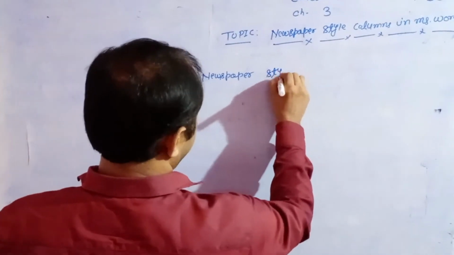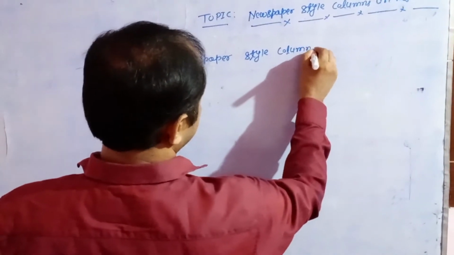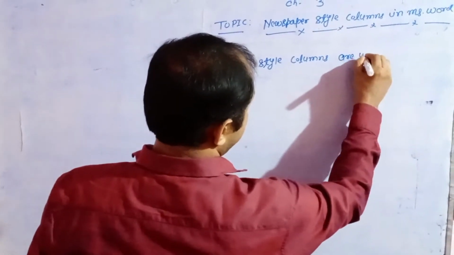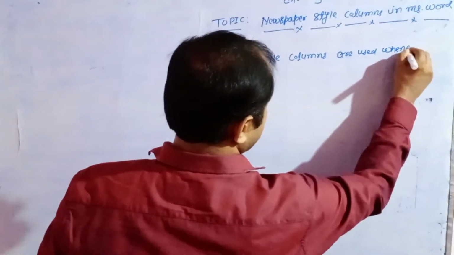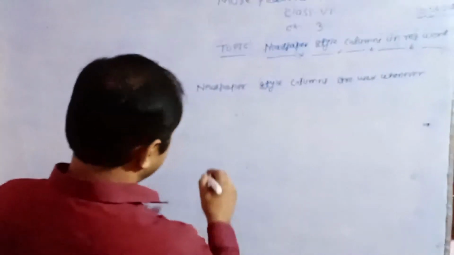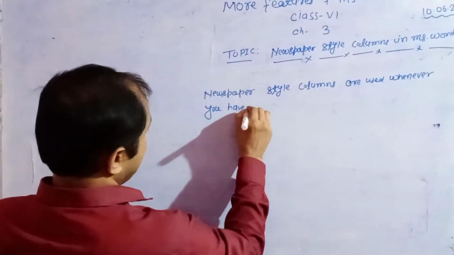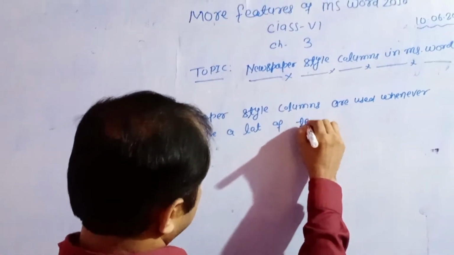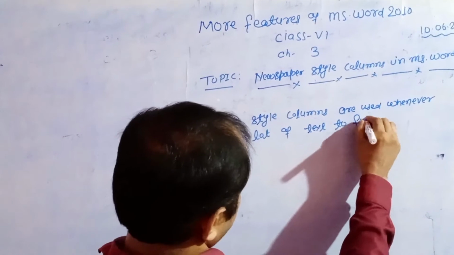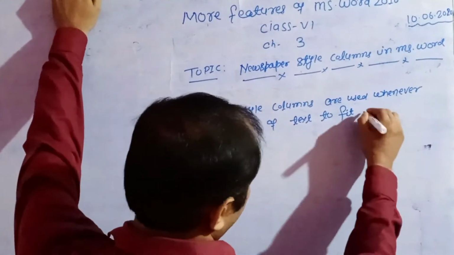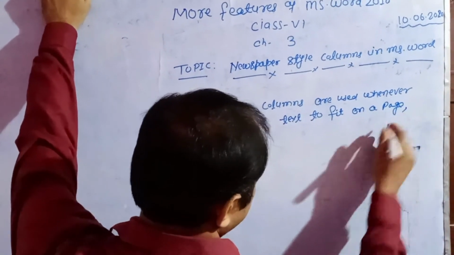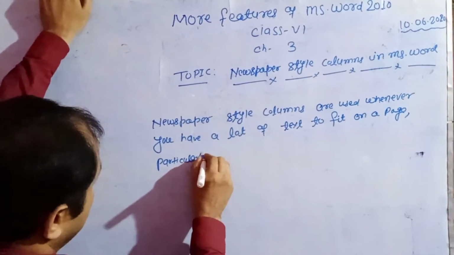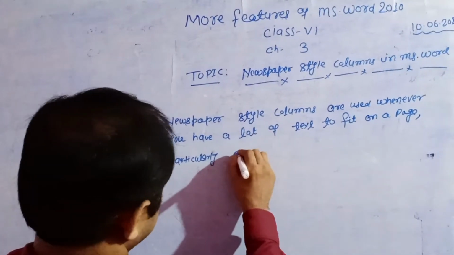Newspaper style columns are used whenever you have a lot of text to fit on a page, particularly a large page.